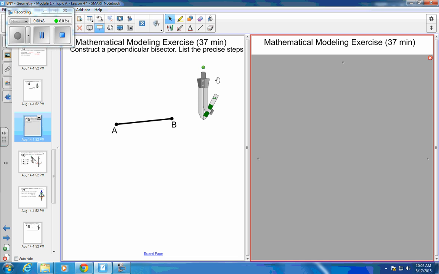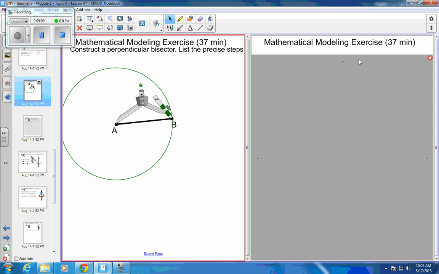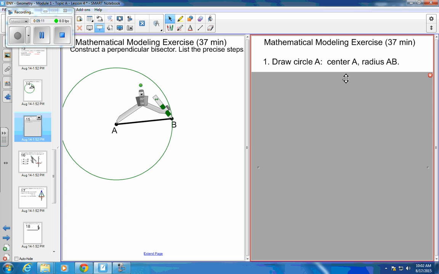Okay, assuming that you have taken the time to watch this or to try it on your own, this is segment AB. I'm going to take my compass and draw a circle centered at A with radius AB. So my compass is centered at A, the point is on A, and it's got a radius here of AB. So I'm going to draw my circle. And that is my first step. Draw circle A, centered at A, radius AB.